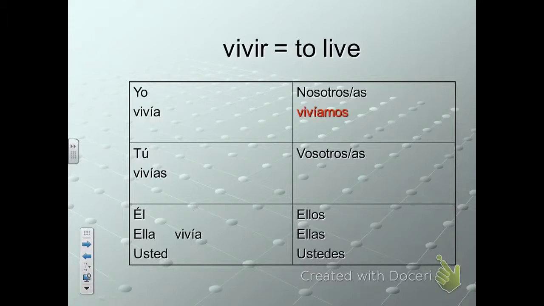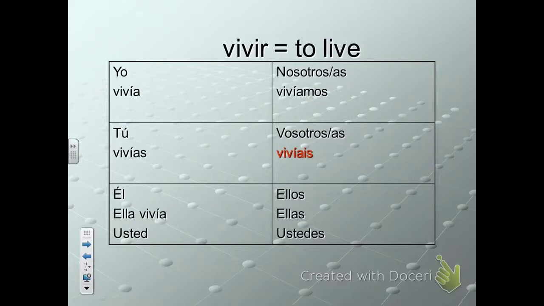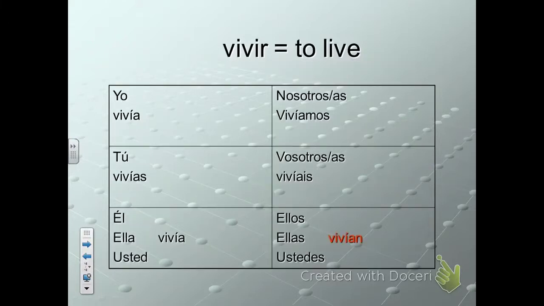All right, vosotros, I'll just show you. You don't really need it. What about the third person plural, Dean? Vivían, good. How would you say this? Vivíais. I said you're really not going to have to fool with it much. Isn't that like y'all or something? All right, so that's the end of that.